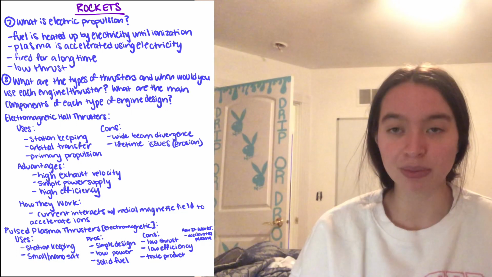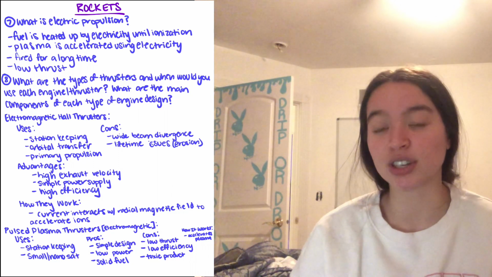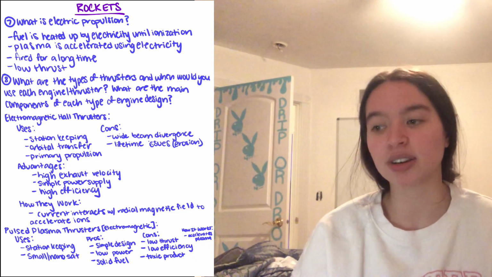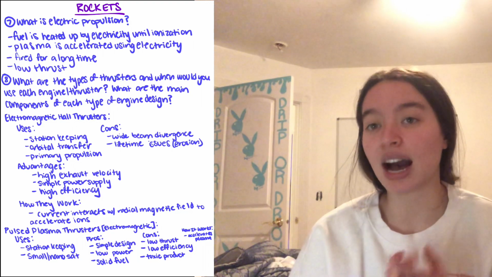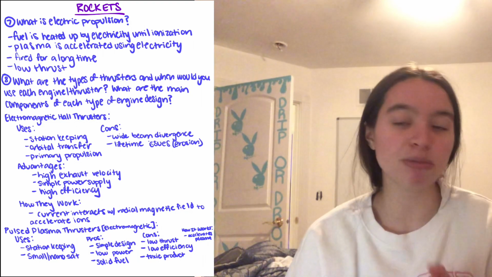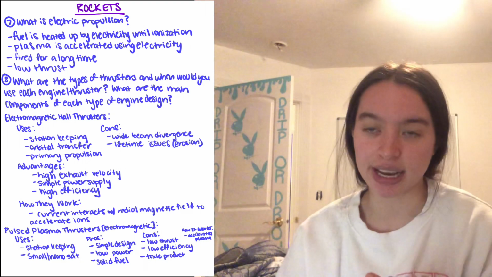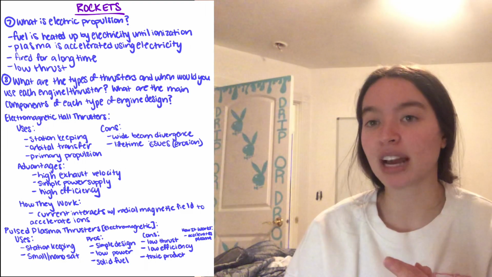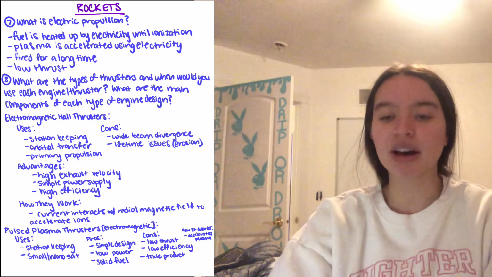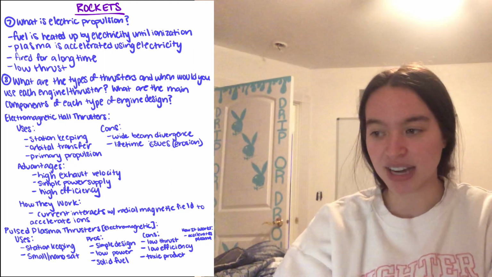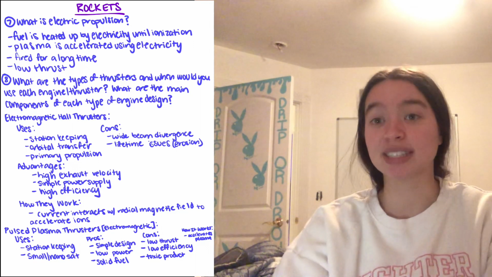So an electromagnetic Hall thruster can be used for station keeping, orbital transfer, and primary propulsion. The advantages are that there's a high exhaust velocity, a simple power supply, and high efficiency. But the cons are that there's a wide beam divergence and there are going to be lifetime issues with erosion. How they work is that a current interacts with a radial magnetic field to accelerate ions.